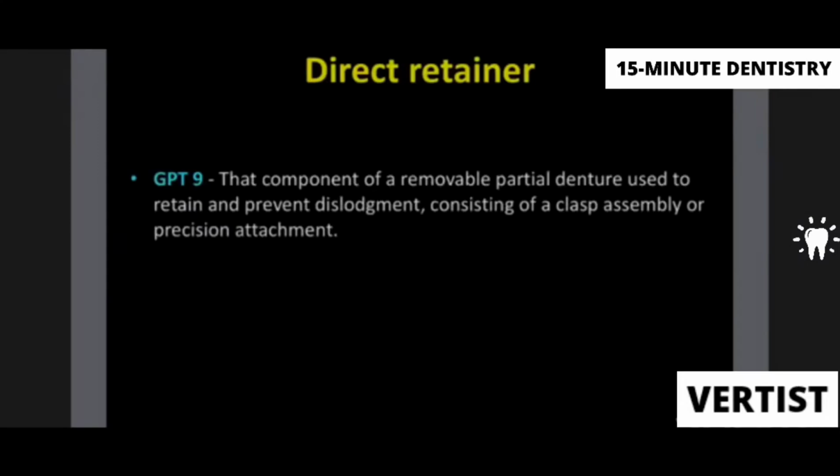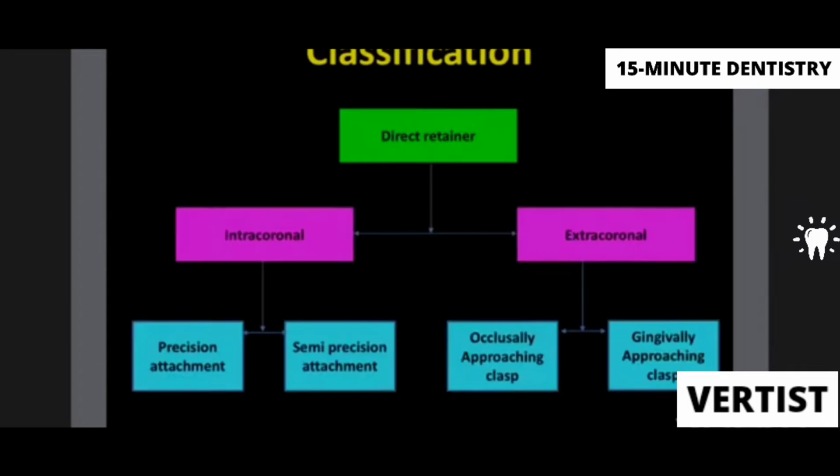D9 definition again, very important. It prevents dislodgement, consisting of a clasp assembly and a precision attachment, and it's a very, very important component of an RPD. Classification: they are intracoronal and extracoronal. Intracoronal are precision attachments; extracoronal are occlusally approaching clasps and gingivally approaching clasps.